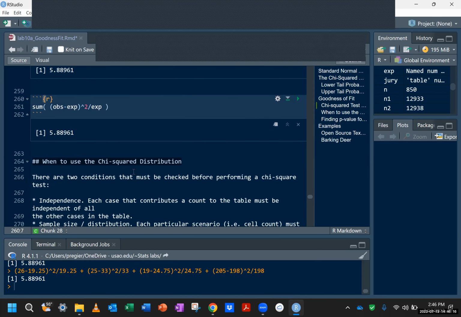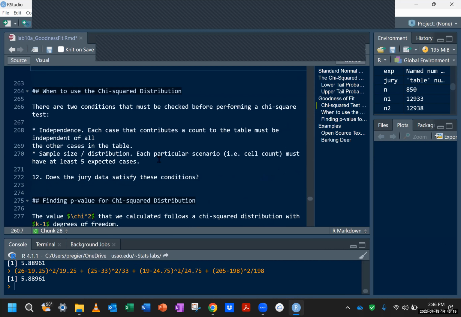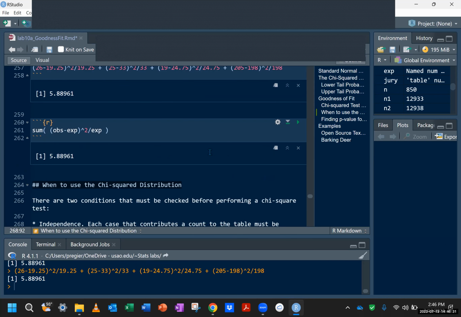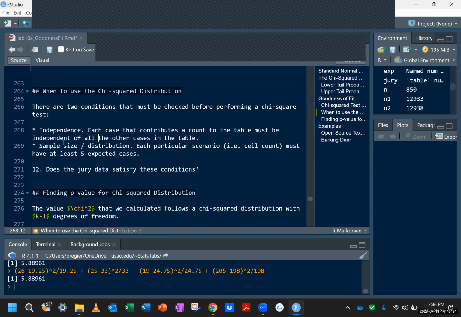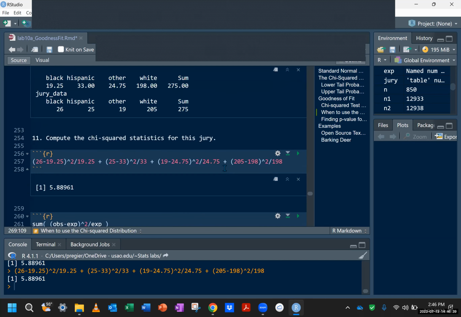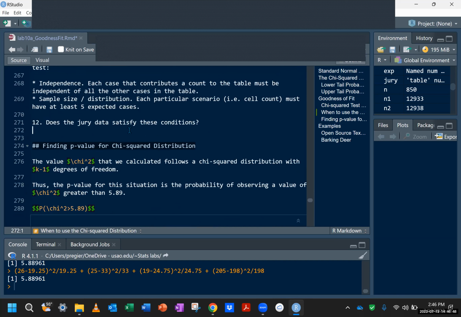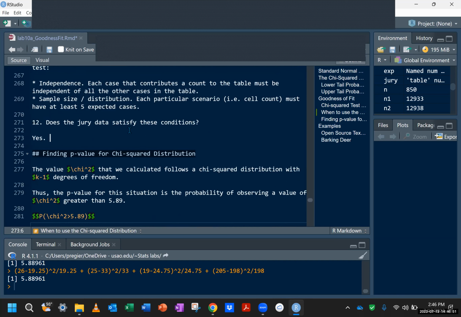And so now we just want to make sure, do our conditions satisfy the assumptions for using this test? We got to say, hey, was every count in our table independent of all the other counts? And if we were random sampling, yes, they should be. And then we want to have at least 5 expected counts for our sample size to make sure we're looking at something that's big enough. So our expected counts, at least 5. These are expected counts here. And yes, they're all at least 5.